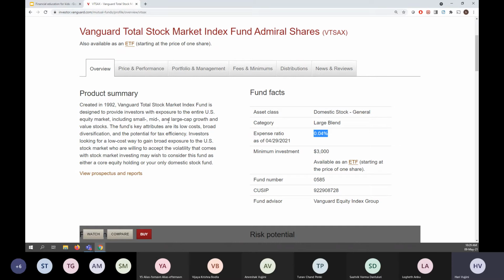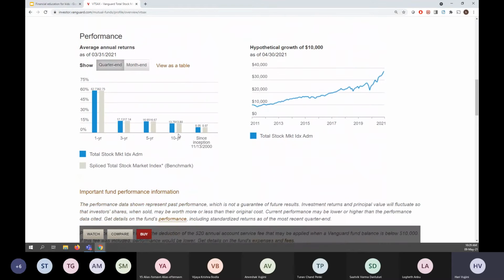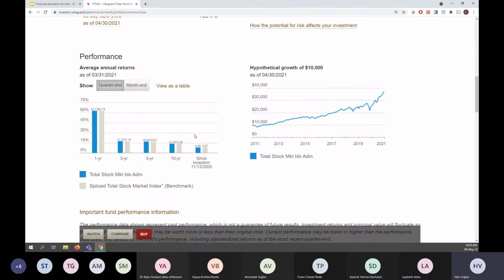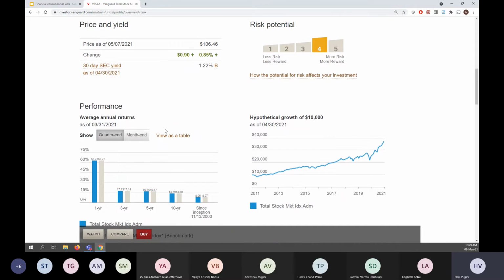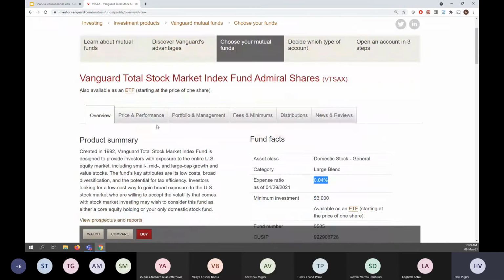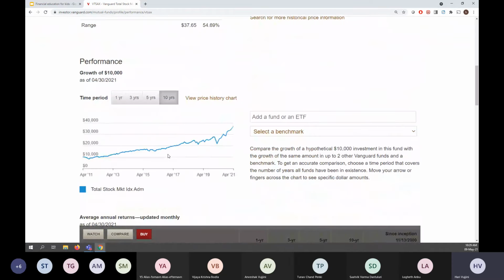And let's look at the returns. We always want to see the returns, right? We want to see how they have performed over the years. So let me see fees and performance. We have options of 1 year, 3 years, 5 years, and 10 years.